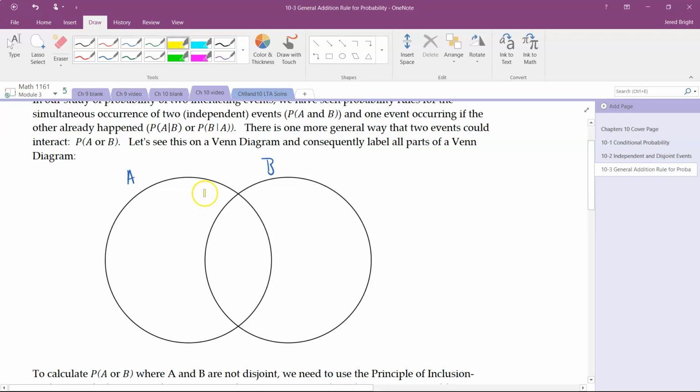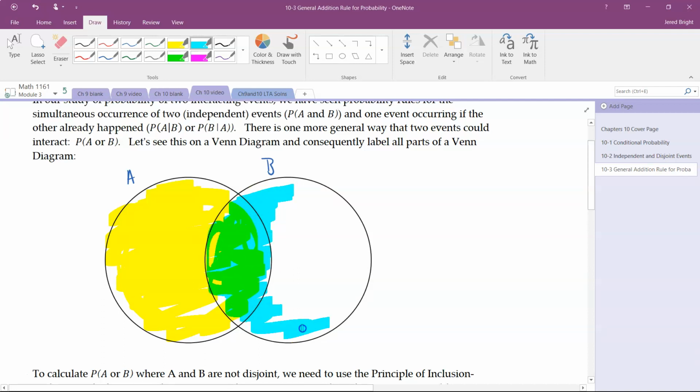So, here would be the probability that A occurs, right? That's in our sample space. There's some probability associated to this happening, right? And then here is the probability that B occurs, right? So we're coloring fun colors, and we want to be able to say something meaningful about these.